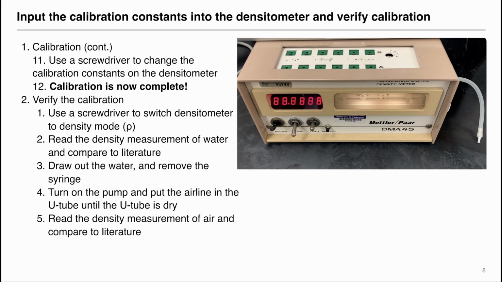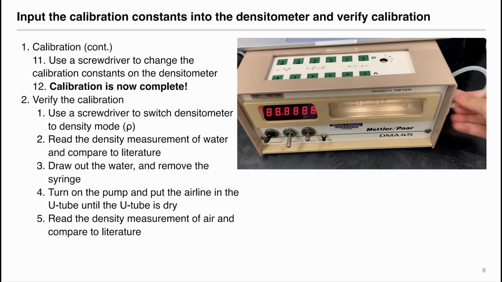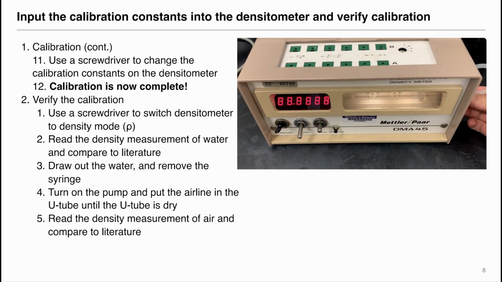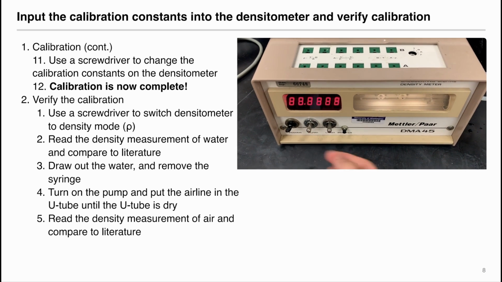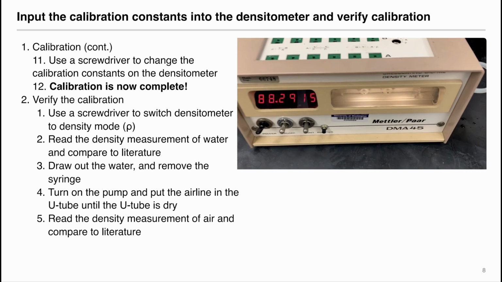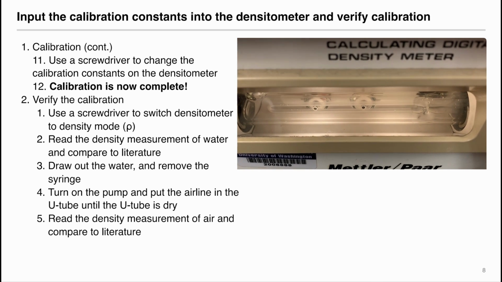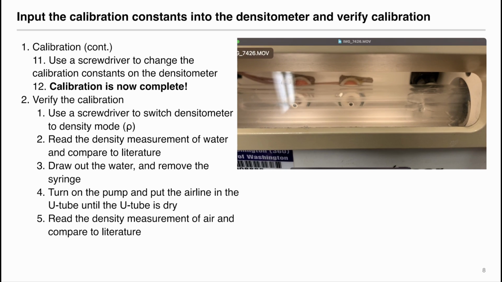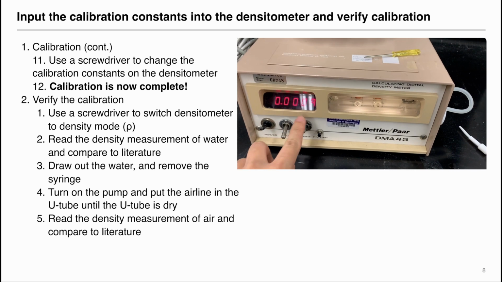Now the U-tube is left with air and some water that is attached to the U-tube. In order to dry the U-tube, we want to turn on the pump. We will first put the catheter into one of the pores. Then we will turn on the pump, and then it will start drying. We want to read the density measurement of the air and compare to the literature after the U-tube has been dried. Then we can turn off the pump.